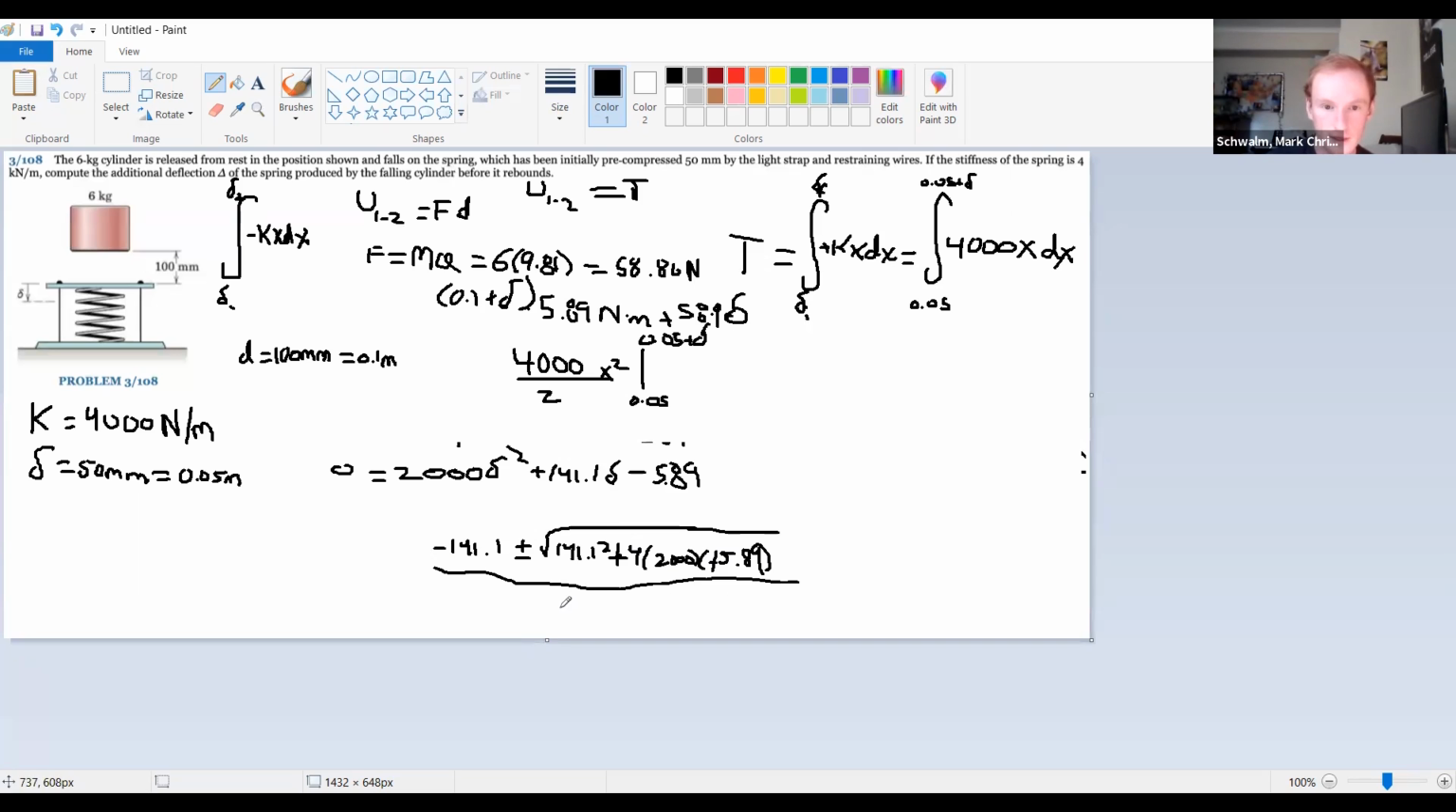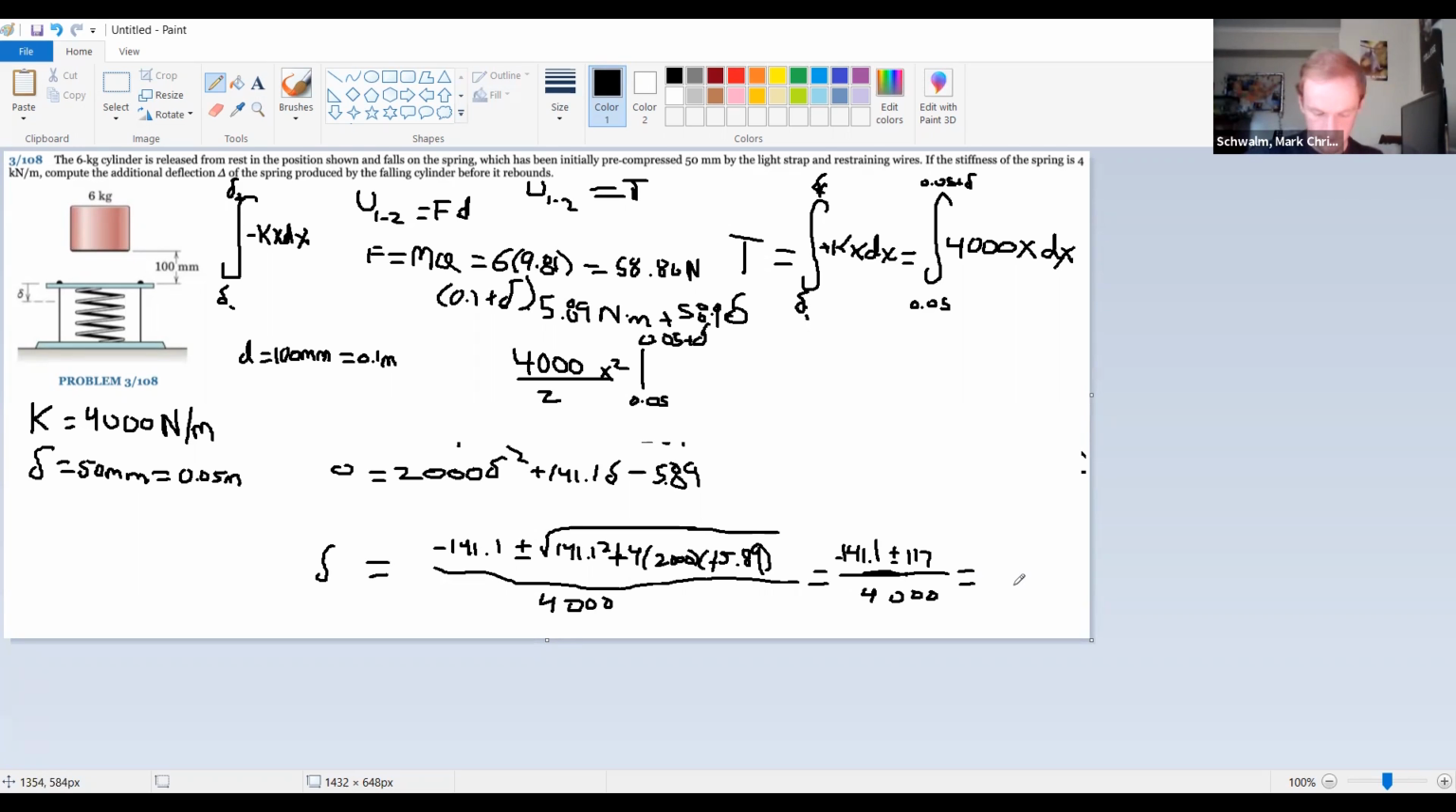Oh boy, that's a good line. So 4,000 on the bottom. This is going to simplify to negative, and this is deflection, by the way. See below that. Negative 141.1 plus or minus 117. That's what this is, by the way. Okay, all over 4,000.